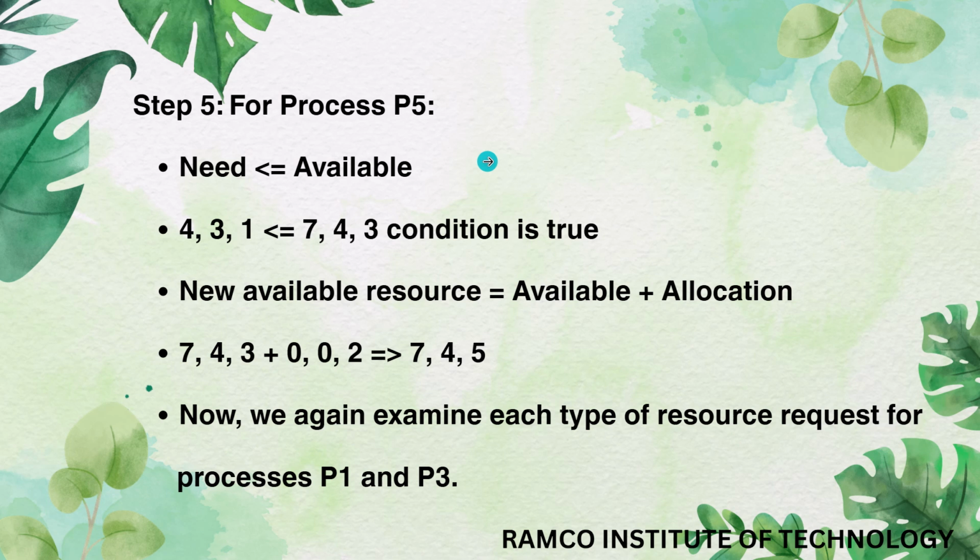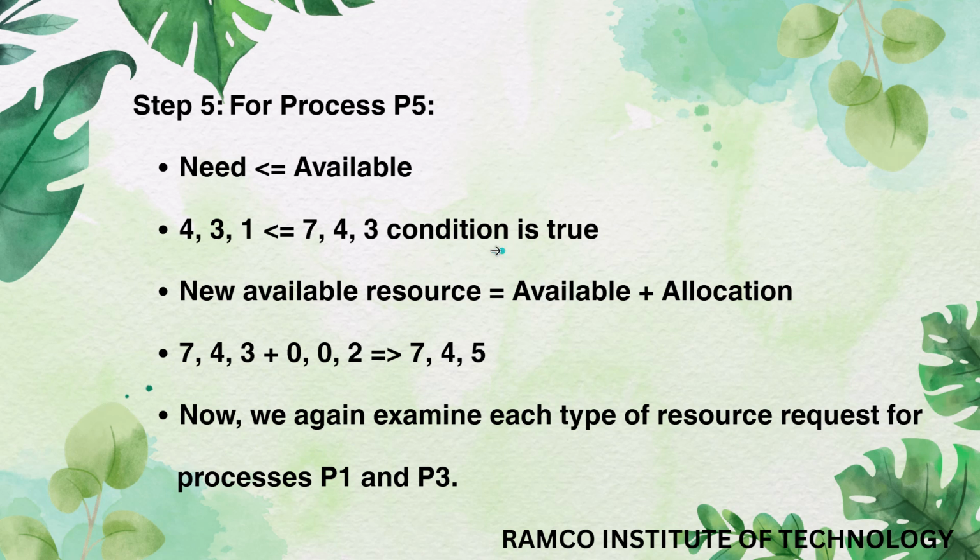Next process, P5. Here we need to check the condition: need less than or equal to available or not. Here the need is 4, 3, 1 and available is 7, 4, 3. Now the condition is true because 4 is lesser than 7, then 3 is again lesser than 4, and 1 is lesser than 3. So the condition is true.